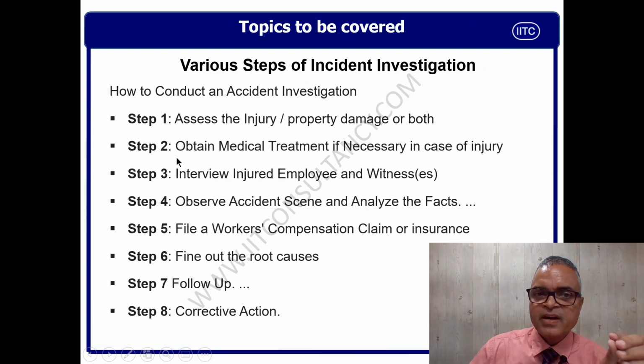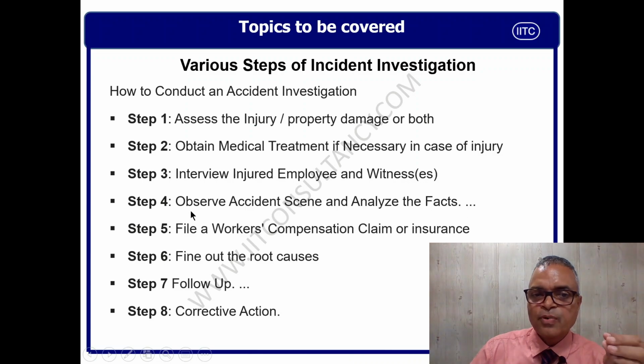Second, obtain medical treatment if necessary in case of injury. Then the third step, interview injured employees and eyewitnesses. How the interview is done, what the different aspects of an interview are, and what the do's and don'ts of an interview are, we will see separately. Then observe the accident scene and analyze the facts.